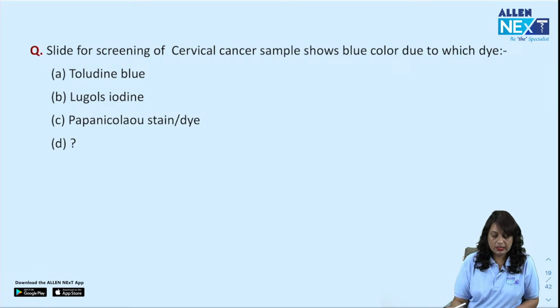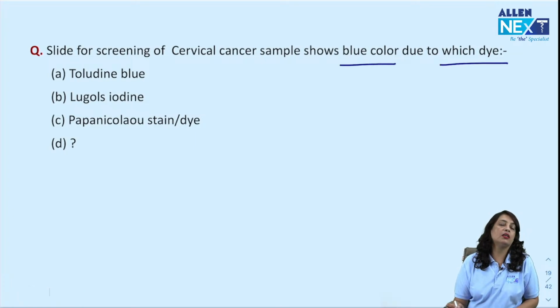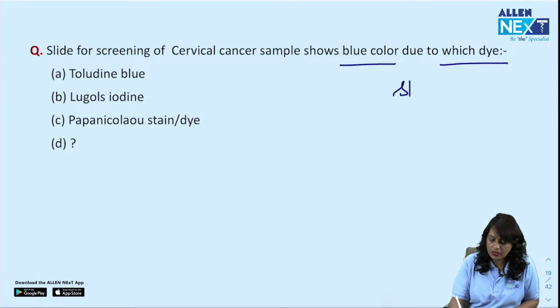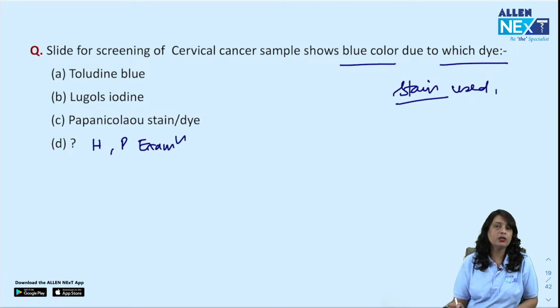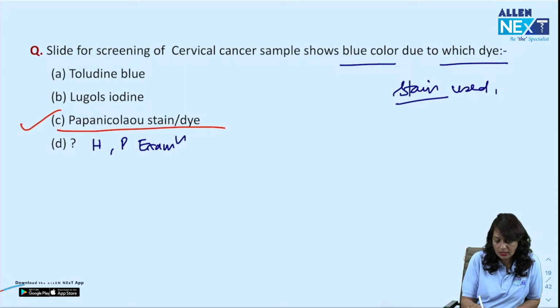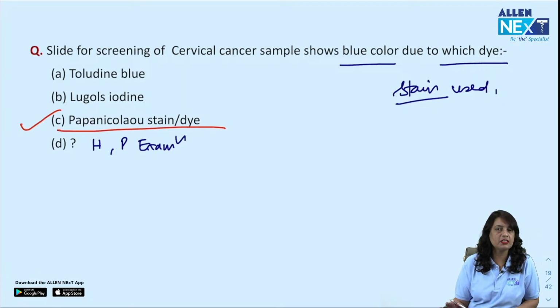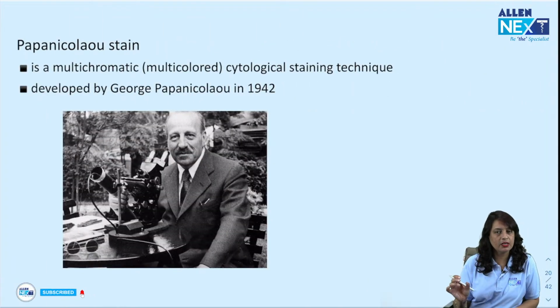Next question. Slide for screening of cancer cervix. Sample shows blue color dye. Now why is this blue color and what is the stain used in this case? Is it toluidine blue? Is it Lugol's iodine? Is it Papanicolaou stain or dye? So the correct answer is the Pap smear stain, that is called Papanicolaou stain, which is staining the cell's nucleus blue.